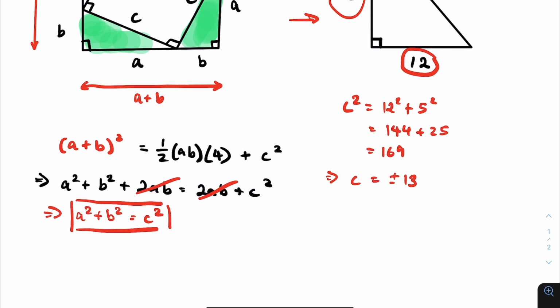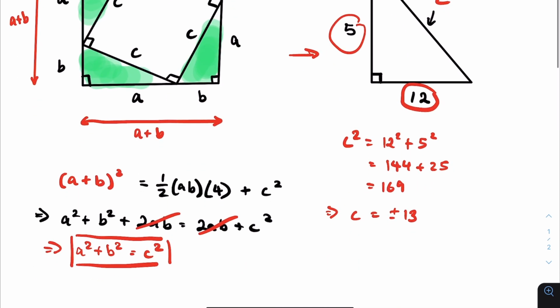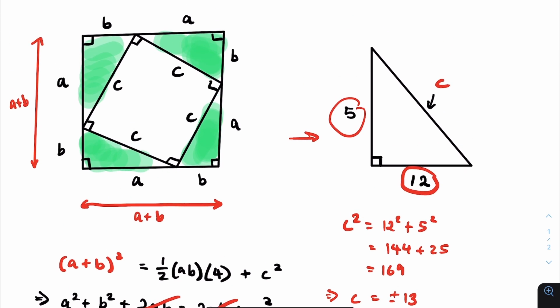Now, if we square root C squared, we get C is equal to plus or minus 13. But obviously, we know that this can only be positive because length can't be negative. So C is equal to 13 units. And that's how we can connect the different legs together.